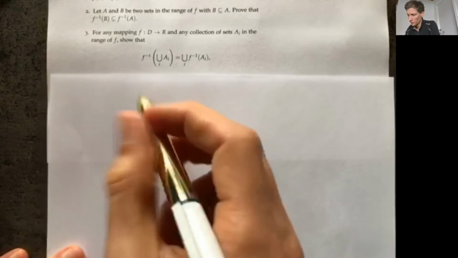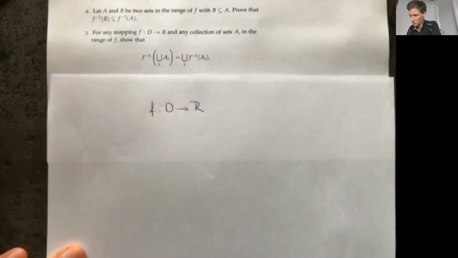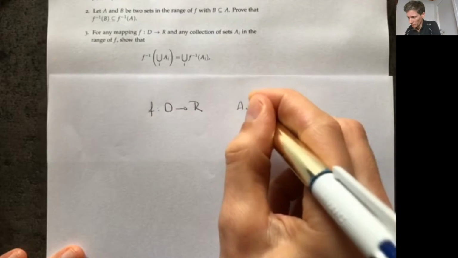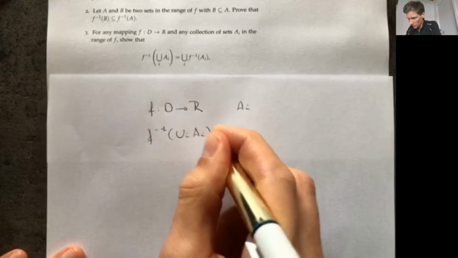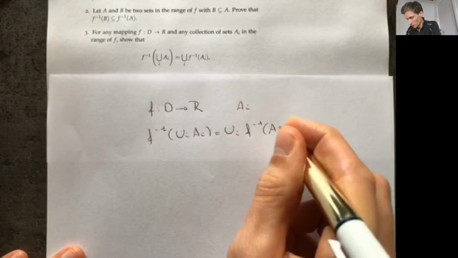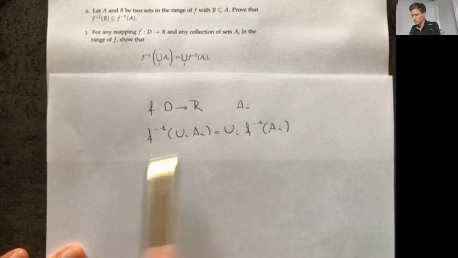Okay, question number 3. We have a mapping f from some domain to some range, and you have a collection of sets A_i in the range of f, and you have to show that f minus 1 of the union over i of A_i is equal to the union over i of f minus 1 of A_i. In particular we have to show that every element in this set is also in this set, and every element in this set is also in this set.